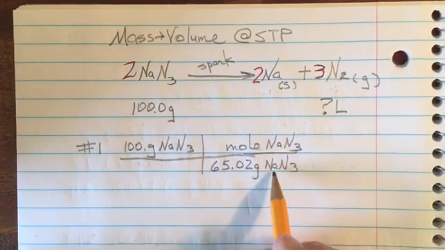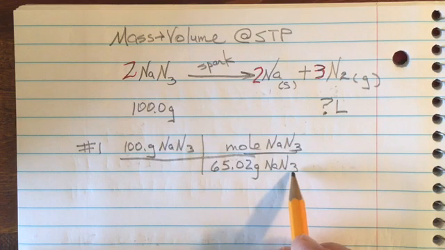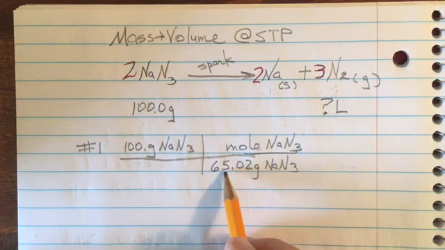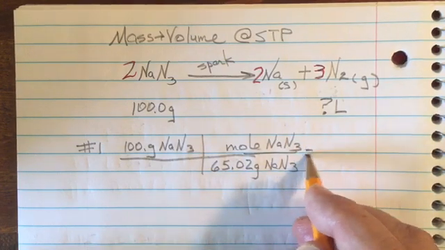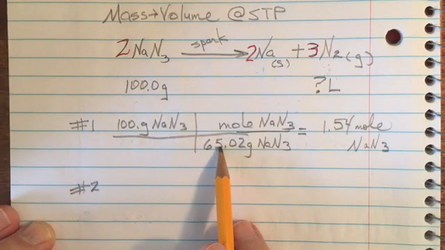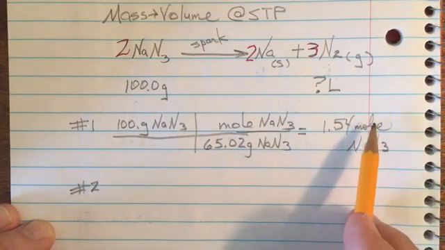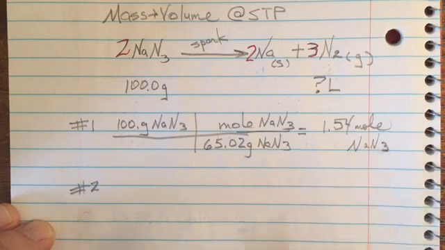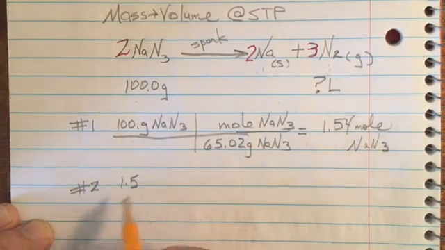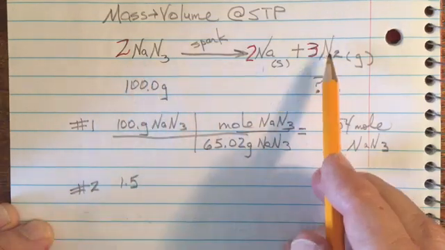I get that by adding the mass of one atom of sodium, that's 23, plus 3 nitrogens, which is 14, 14, 14, and 23 equals 65.02 to 4 significant figures. When I do the calculation, 100 divided by 65.02, I get 1.54 moles of sodium azide. The next step, step 2, I want to apply the mole ratio of sodium azide to nitrogen.